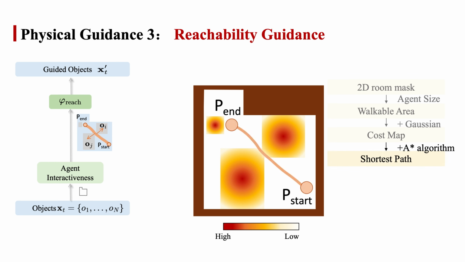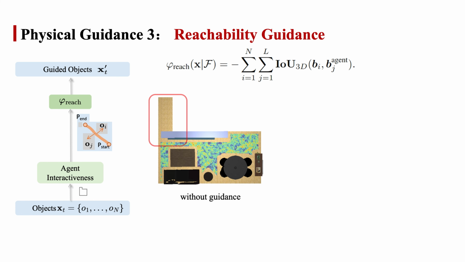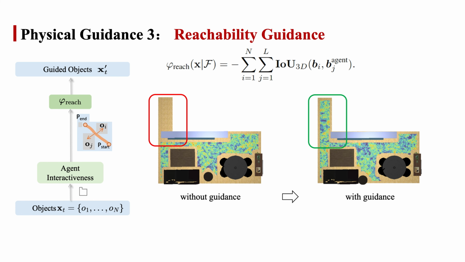We then select L agent positions on this path as bounding boxes. Then we compute the IoU score between objects and agents. With this guidance, the obstacles are moved away to connect the separated regions.